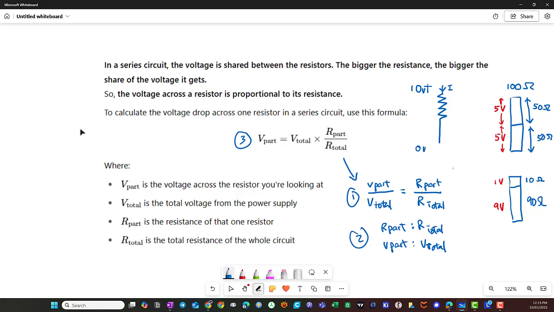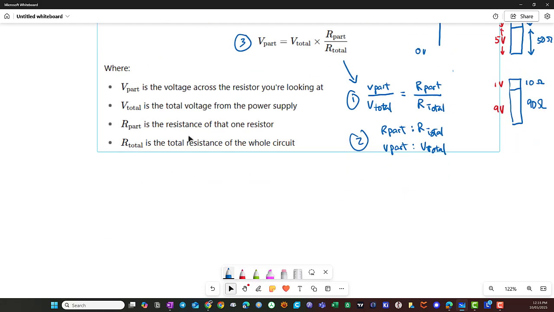So these are the various parts. V part is the voltage across the resistor you are looking at. V total is the total voltage from the power supply. R part is the resistance of that one resistor. R total is the total resistance of the whole circuit. So now let's try one example.